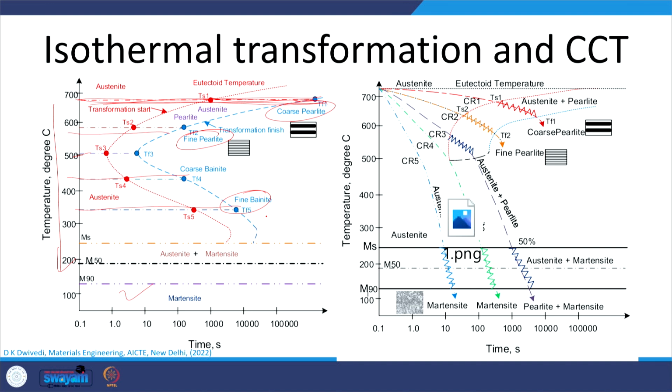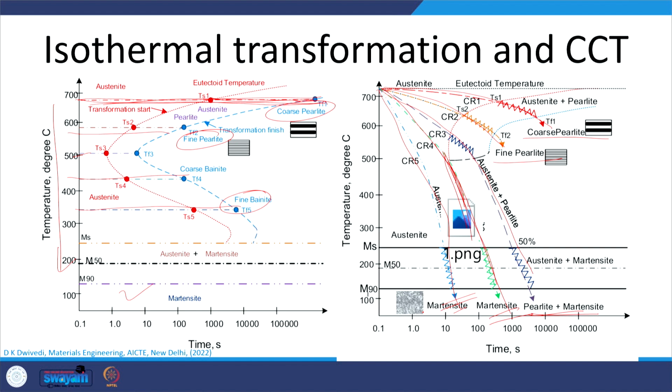This just gives the idea of the kind of phases which will be formed when the steel in austenitic state is kept at a particular temperature. But when the steel is subjected to continuous cooling, then what do we get? On slow cooling, we get the coarse pearlite. On a little faster cooling, we get the fine pearlite. On further faster cooling, we get a mix of martensite and pearlite. A further higher cooling rate, which is just tangential to the nose of the CCT diagram, gives us the martensite, and a further higher cooling rate also gives us martensite only.